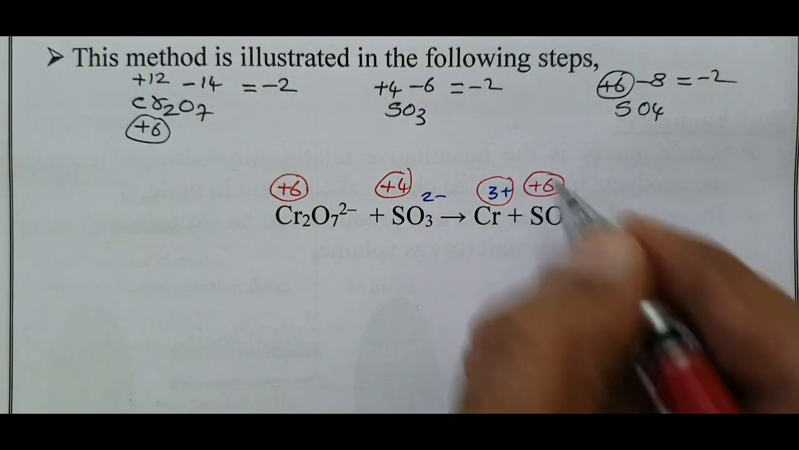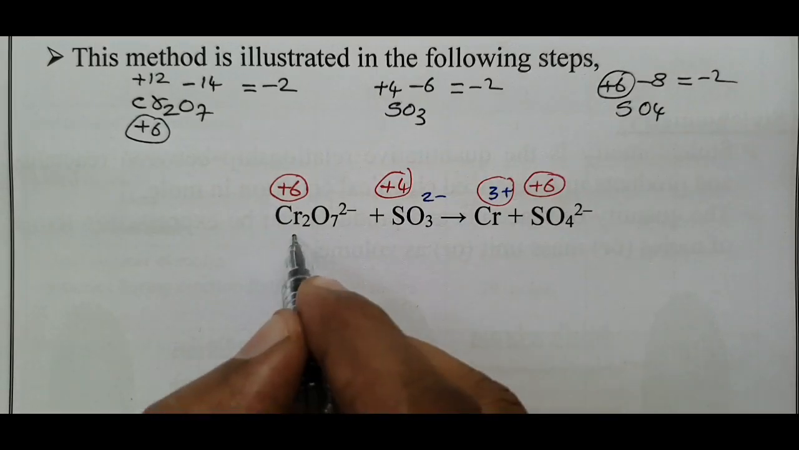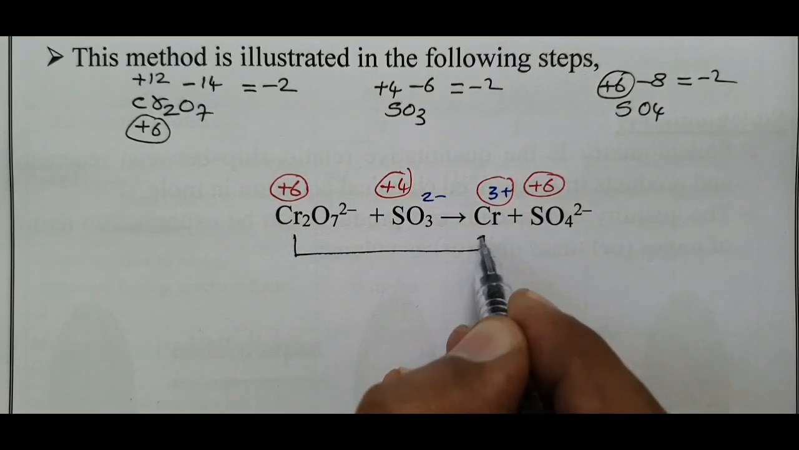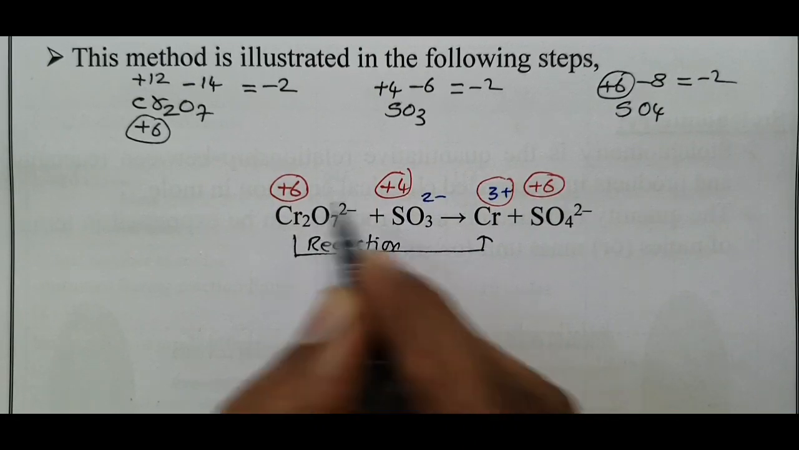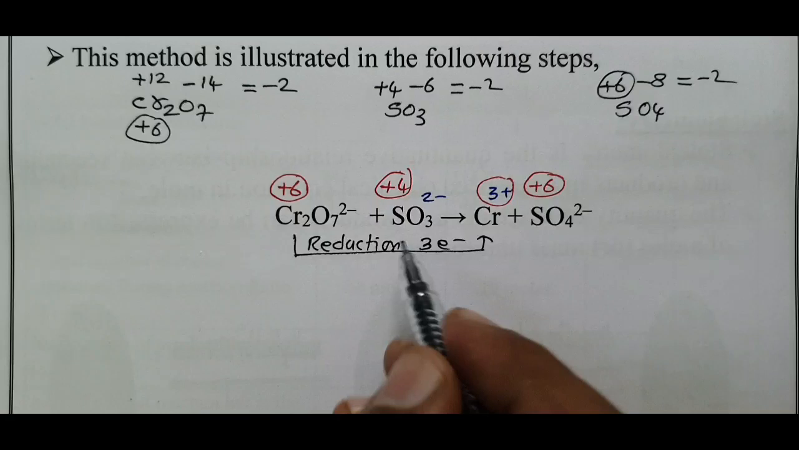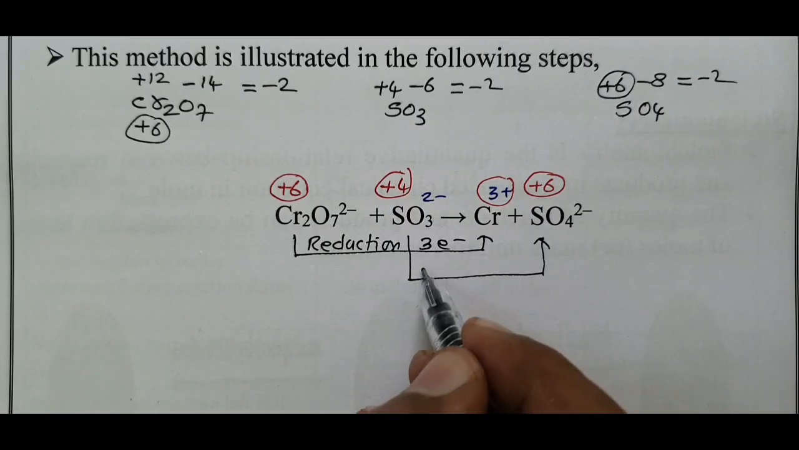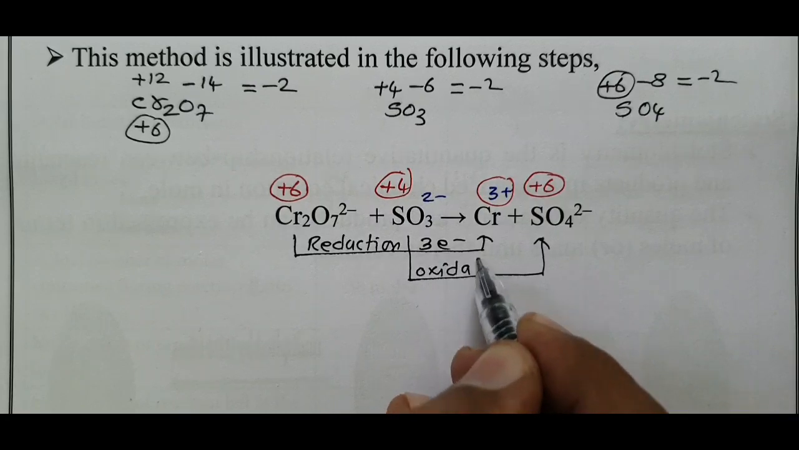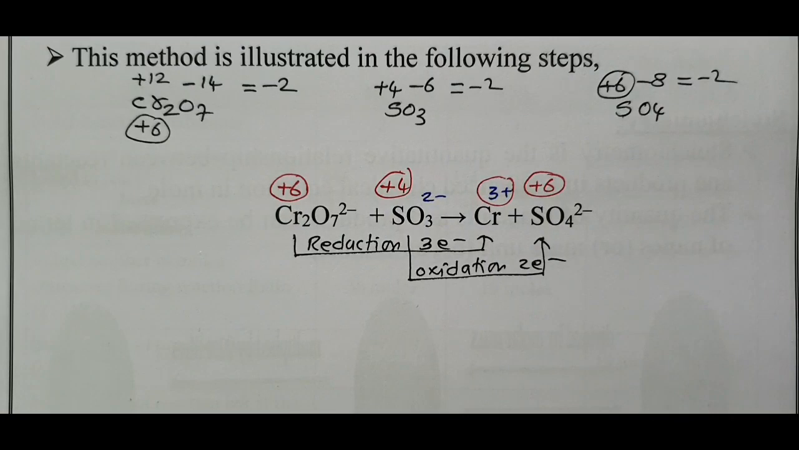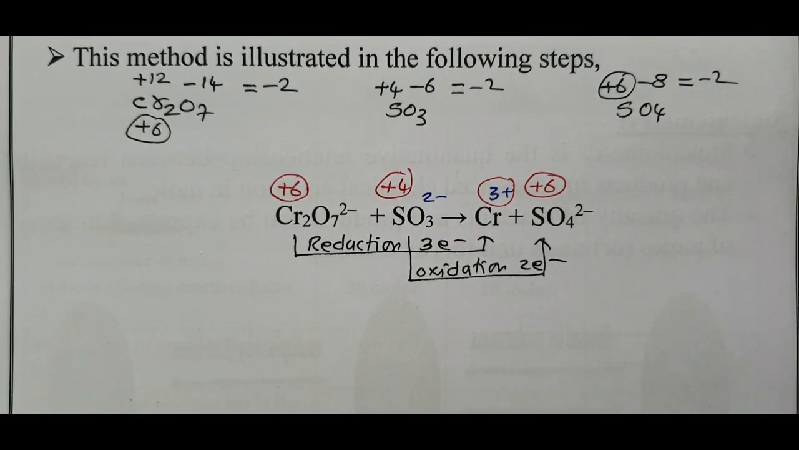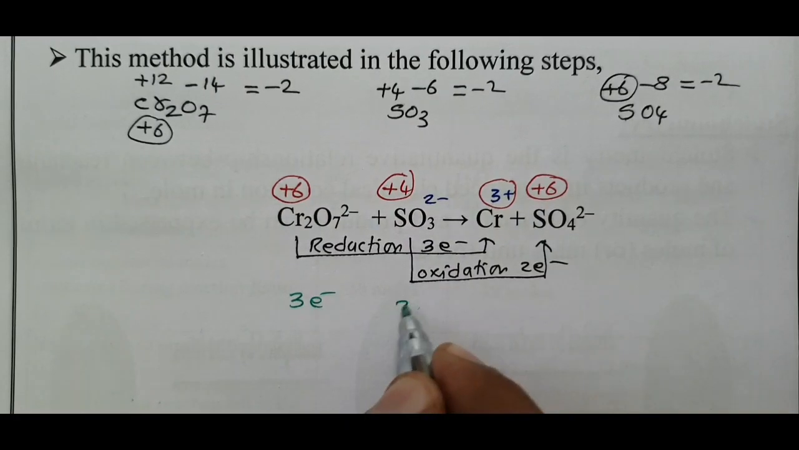When we move from left to right, the oxidation number of chromium changes from plus 6 to plus 3. The oxidation number decreases, therefore it is called reduction. How many electrons are involved? 3 electrons are involved. When we move from left to right, the oxidation number of sulfur increases. Therefore, this is called oxidation. How many electrons are involved? 2 electrons are involved. So in chromium, 3 electrons are involved here, and here 2 electrons are involved.